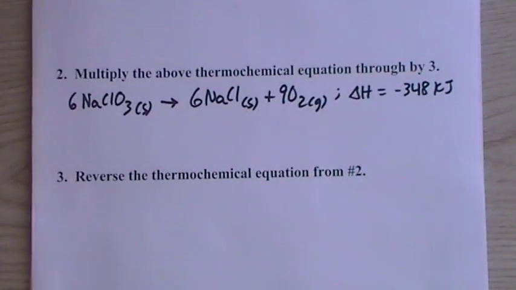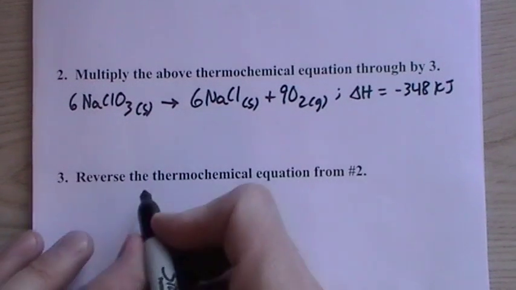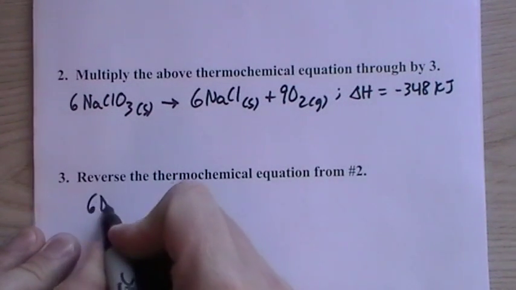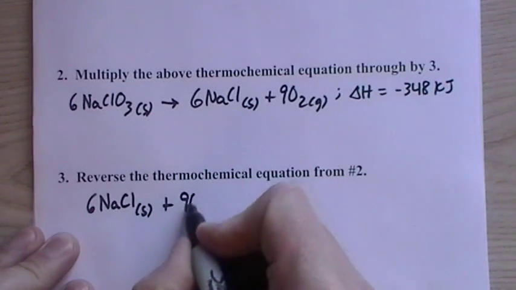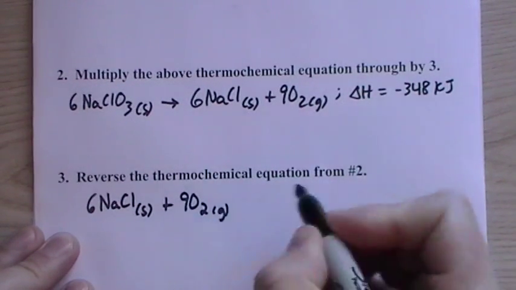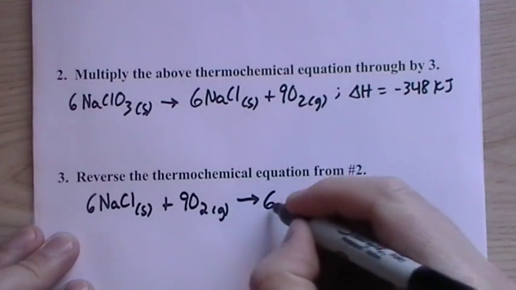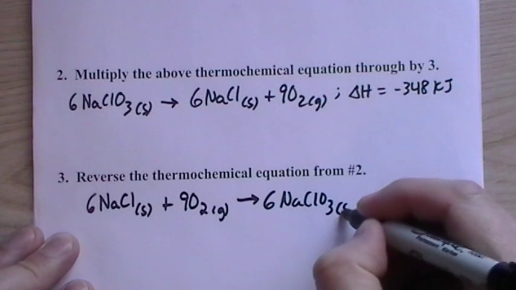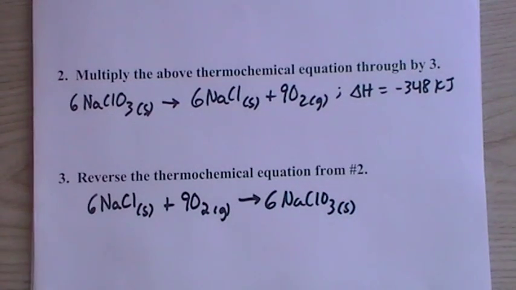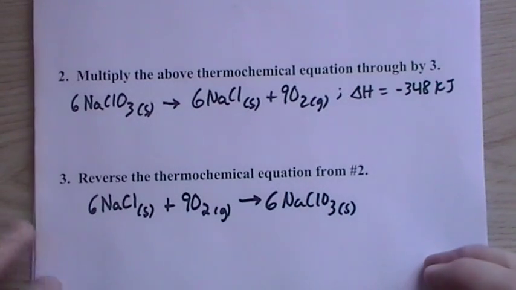Then they say reverse the thermochemical equation from number 2. Which means we just flip it around. In the next semester, you'll learn that all reactions are reversible, and so it's fine to do this. It seems kind of weird to do this right now, but in this case, we're doing it because it's going to be helpful for another problem we have to deal with.